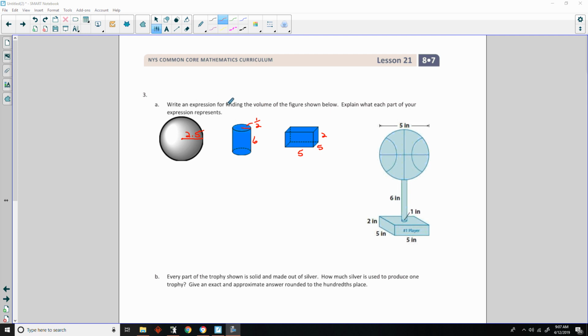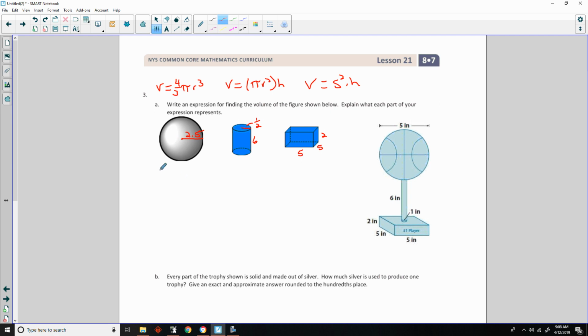So it says to write an expression for finding the volume of the figure shown below. First, I'm going to write the formulas up here. V equals 4/3 pi r cubed. That's the sphere. The cylinder is base area, pi r squared. Volume equals pi r squared times height. And the volume of a square prism is side squared times height.